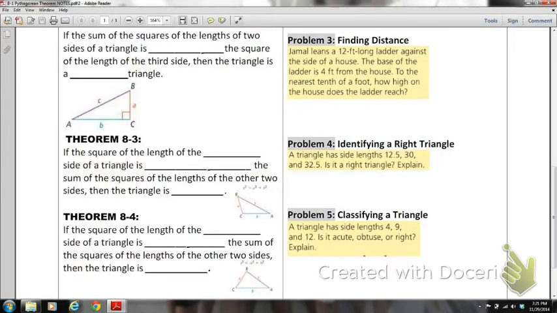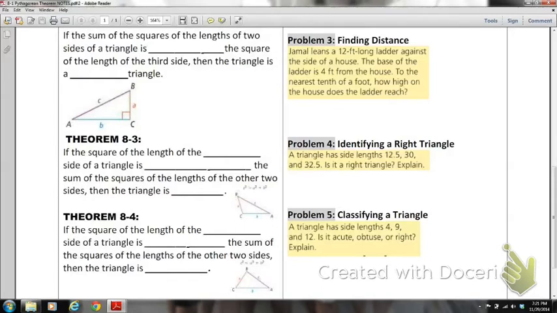Problem 3. This is a common type of problem you might see on a standardized test like the ACT. It says Jamal leans a 12-foot ladder against the side of a house. The base of the ladder is 4 feet from the house. So to the nearest tenth of a foot, how high on the house does the ladder reach?